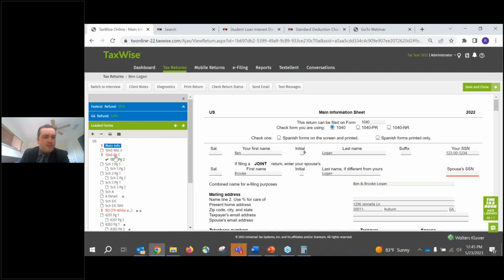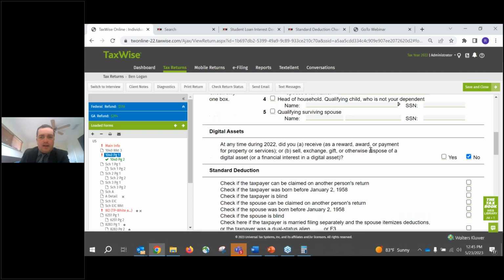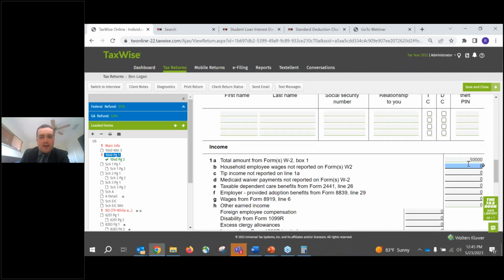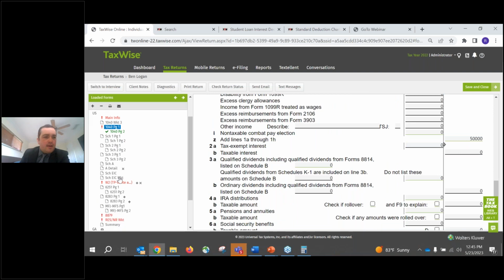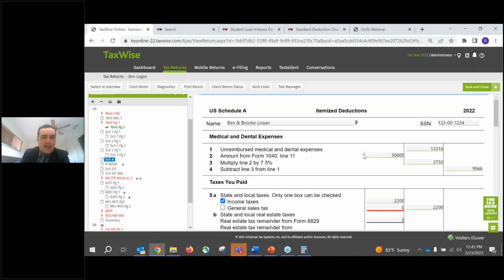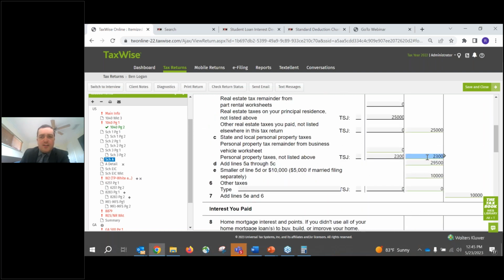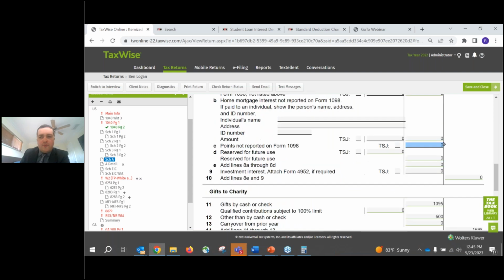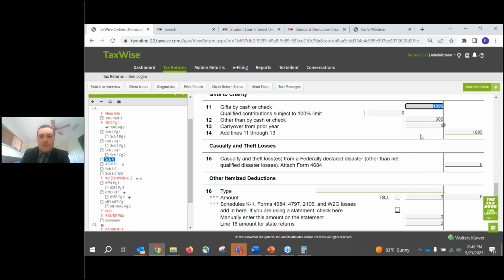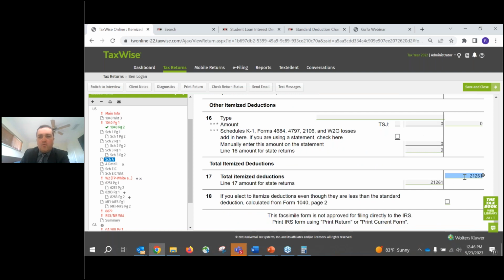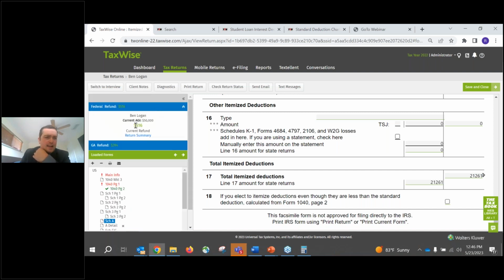And within this tax return, let's actually go to the 1040. You can see that I have some wages here. I think that's the only income that I have. But if we jump into the Schedule A, you can see I put in some medical expenses, did some state and local taxes, and then finished it off with some property taxes here as well. If we scroll down, after the charitable contributions, we can see there's roughly a $21,000 deduction.